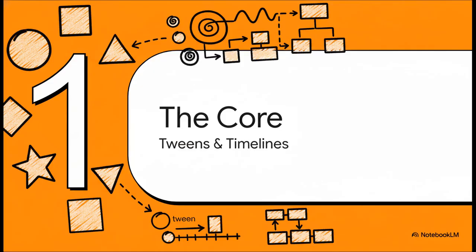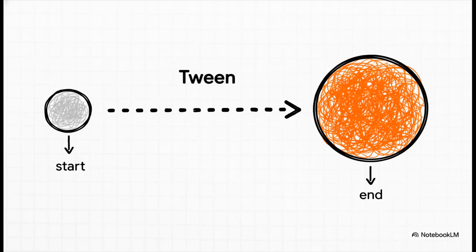Okay, so how does this powerful engine actually work? You might be surprised to hear that even the most complex, breathtaking animations are built from just 2 really simple, fundamental ideas. So let's dive into the basics. Every single animation in GSAP starts with something called a tween. And don't worry, the name sounds way more technical than it actually is.